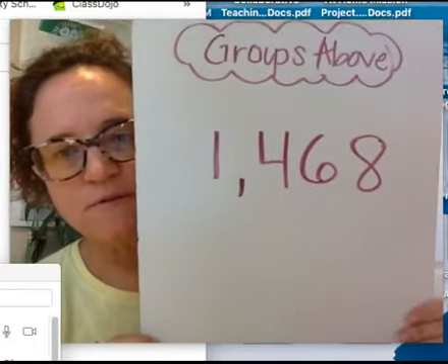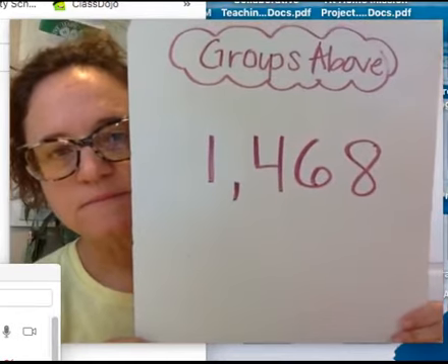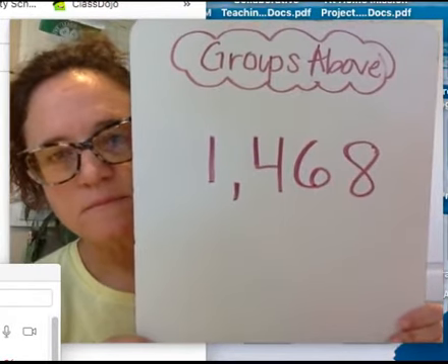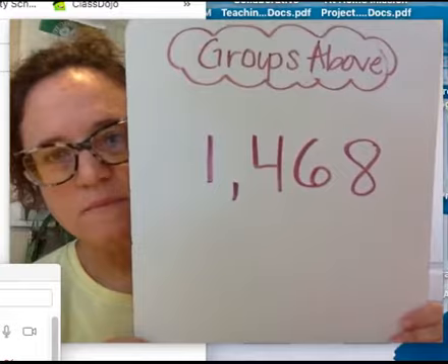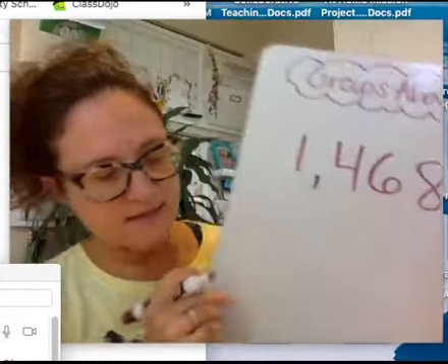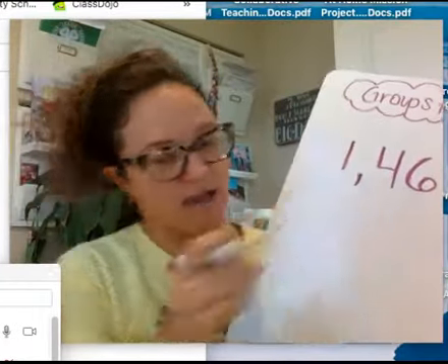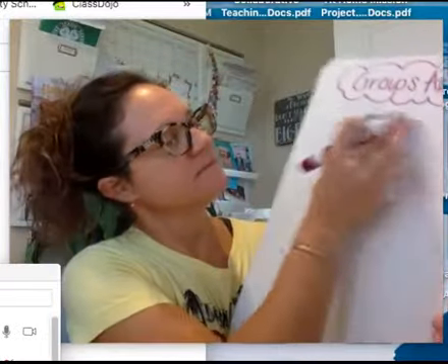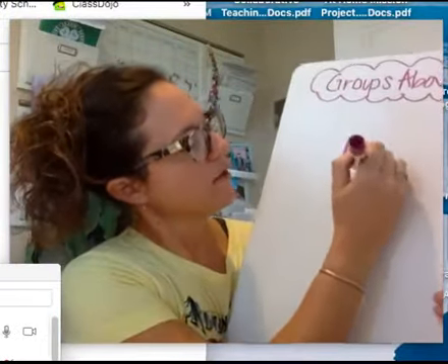Julia, can you read this number for us? 1,468. Yes. Okay, this one's tricky. I have to squeeze. I'm going to squeeze that over, actually. I'm going to move it over here.